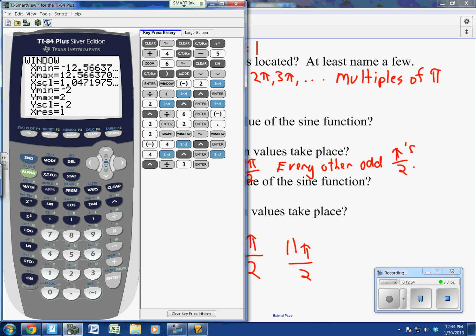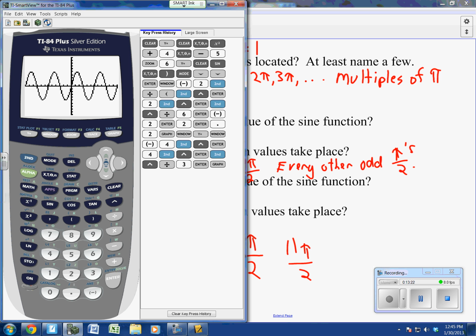We went from negative 4 pi to positive 4 pi, because we're going to go 2 cycles on each side of the y-axis. Pi thirds for the x scale. Pi divided by 3. Okay? Now, my y min, we can keep that the same. Y max, all that can stay the same. But now, we're going to see 2 cycles to the right and 2 cycles to the left. You can do as many cycles as you want.